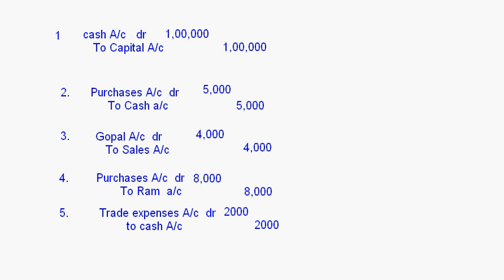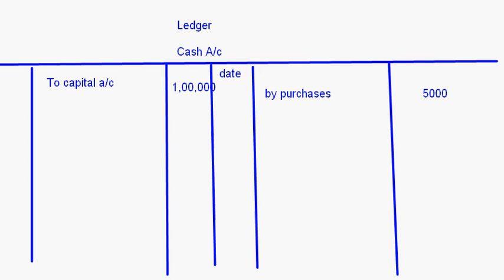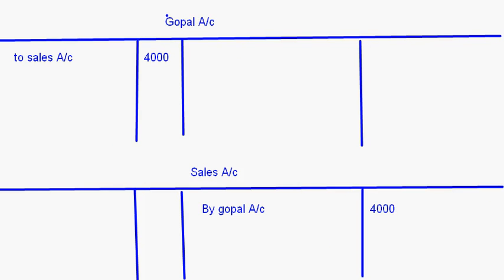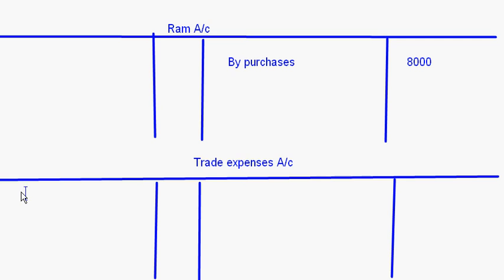Trade expenses to cash. So in cash we'll have by trade expenses, that is 2,000 rupees, and in trade expenses, here it is, trade expenses to cash. So this is to cash here, this is 2,000. Fine.